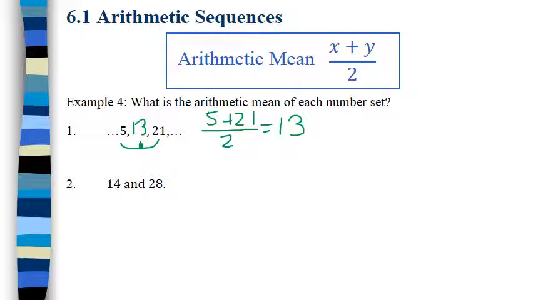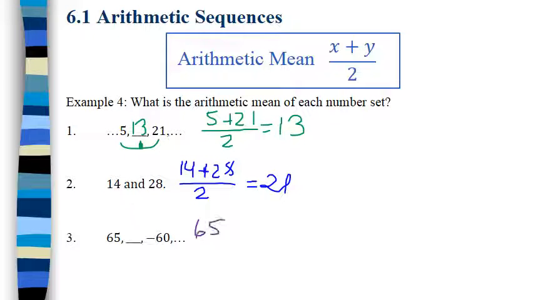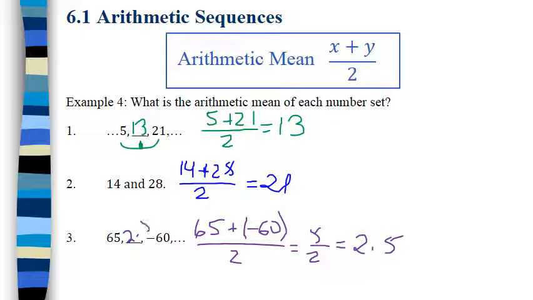So what's the arithmetic mean between 14 and 28? Well, 14 plus 28 divided by 2 is 21. So the arithmetic mean is 21. We can do the same thing. 65 plus negative 60 divided by 2 is 5 halves, which we commonly write as 2.5. So the arithmetic mean of 65 and negative 6 is 2.5.